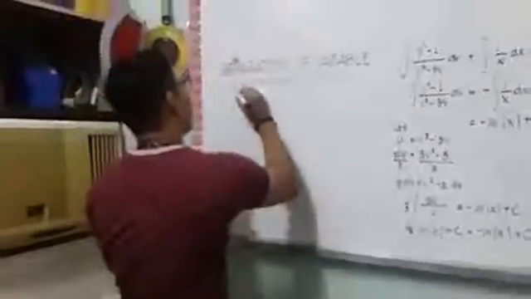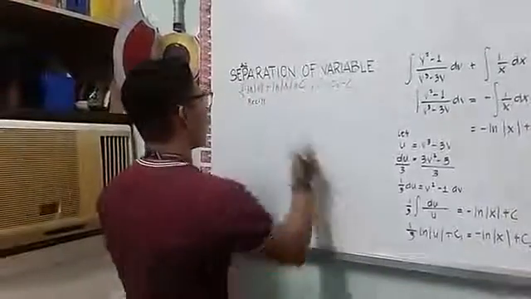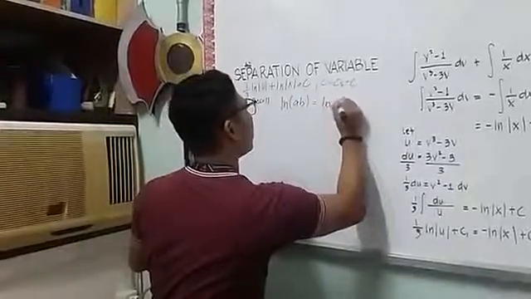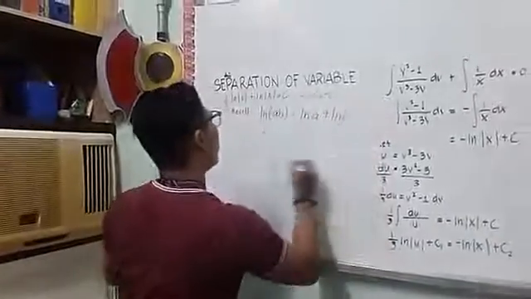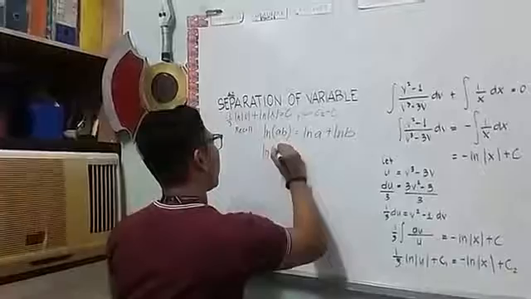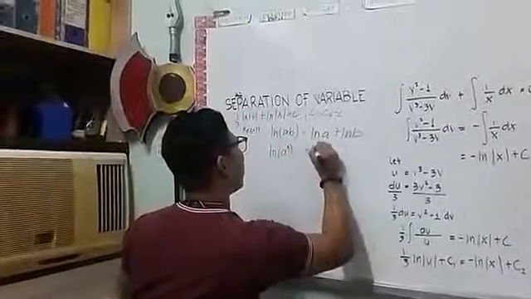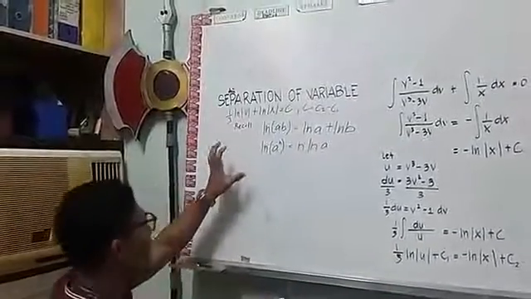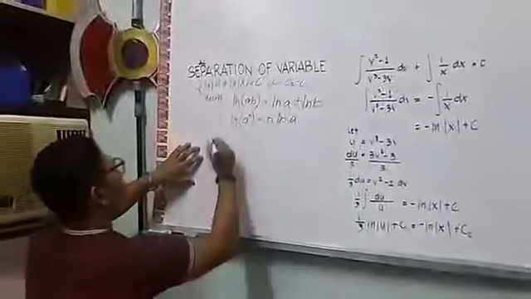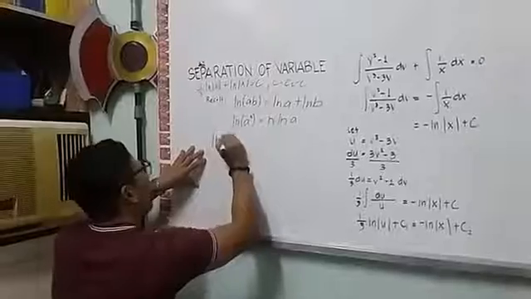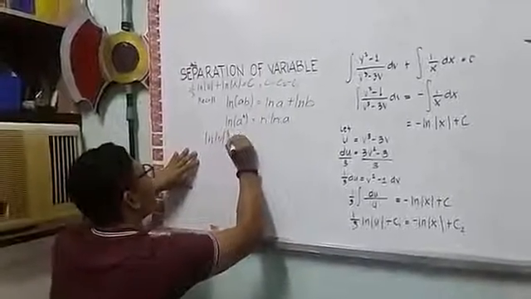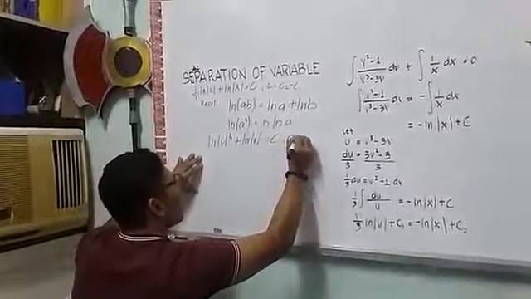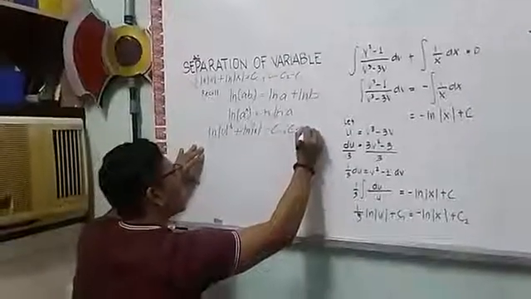So let's recall the natural logarithmic function, which is ln AB equals ln A plus ln B, and ln A to the power of n equals n ln A. So from these properties of the natural logarithmic function, we will come up with the equation 1/3 ln u plus ln x equals c, where c is equal to c1 minus c2.